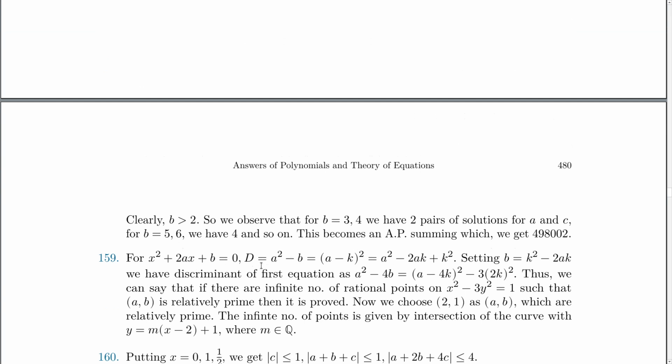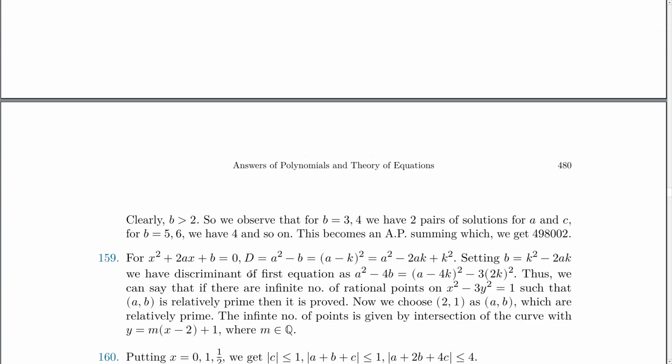So it would be 4a square minus 4b. Square root of 4a square minus 4b. So there should be a square root sign here and a 2 outside it. In any case, we let it to be a minus k whole square, which is equal to a square minus 2ak plus k square. So b is equal to k square minus 2ak.